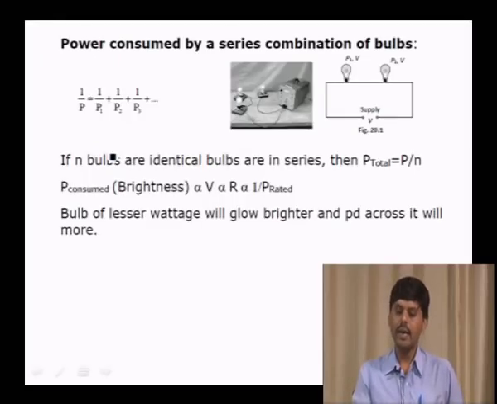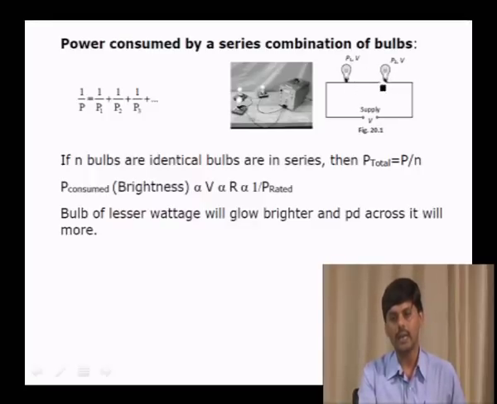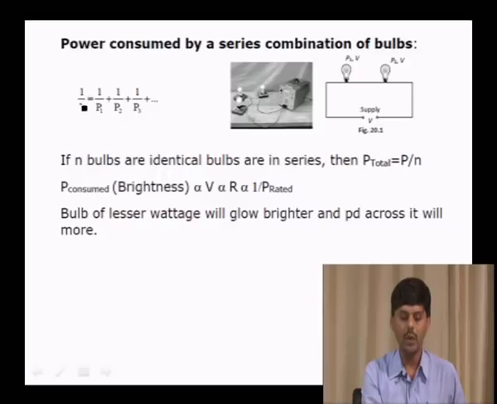Power consumed by a series combination of bulbs. When bulbs are connected in series, there are two different bulbs of equal voltage, 60 watt 220 volts and 40 watt 220 volts, connected in series to the supply. So we calculate the power of this series combination: 1 by P is equal to 1 by P1 plus 1 by P2 plus 1 by P3, like this. This is the total power for the series combination.